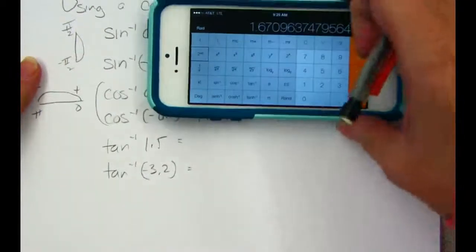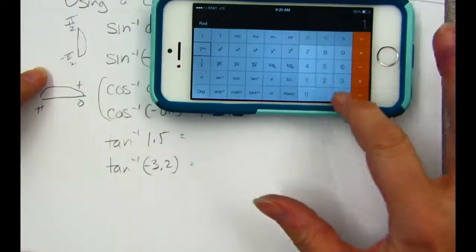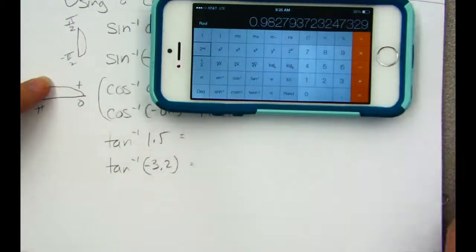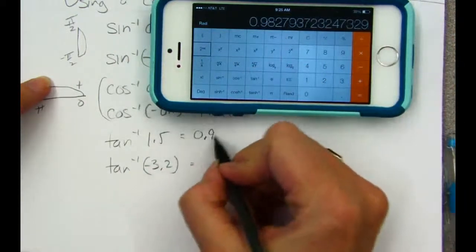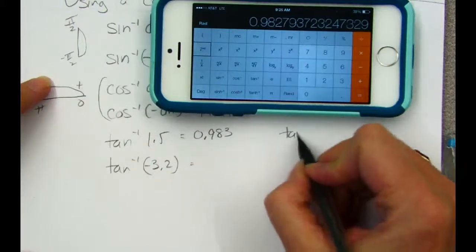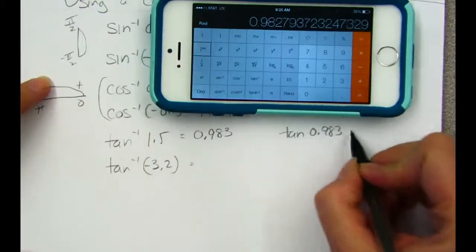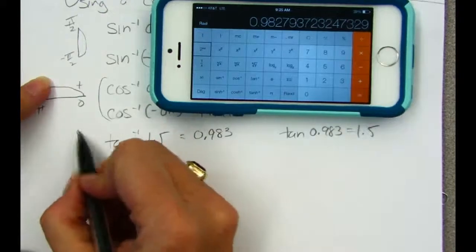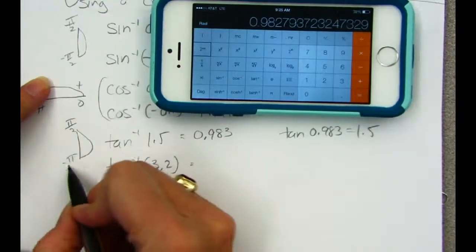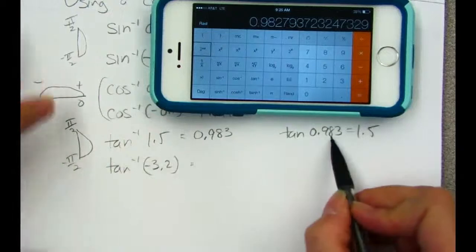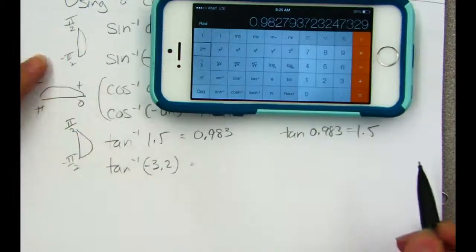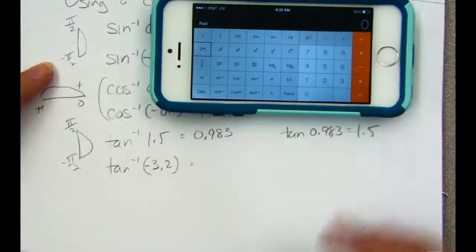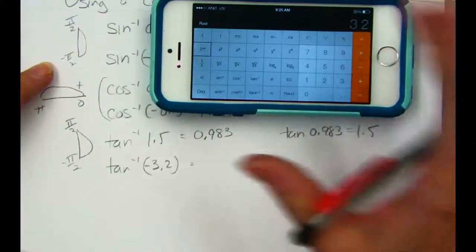Let's see, tangent. 1.5 and stays positive for my inverse tangent, and that's 0.983. In other words, tangent of 0.983 equals 1.5. Again, tangent and sine share the same pattern. So this is positive, that's in quadrant 1, I better have a positive answer. Next one, 3.2, kind of make it negative.